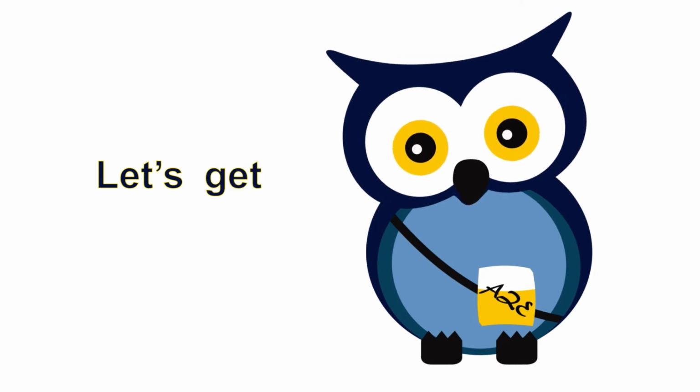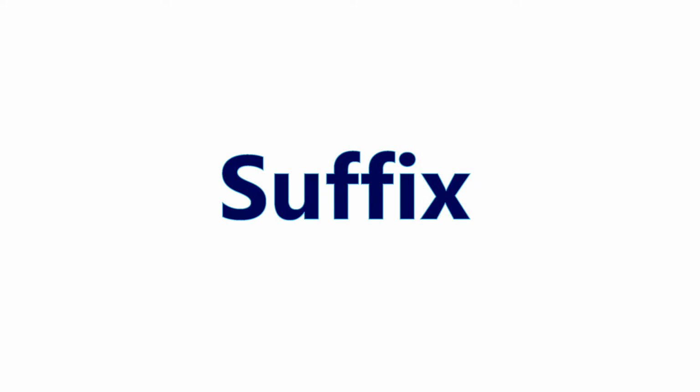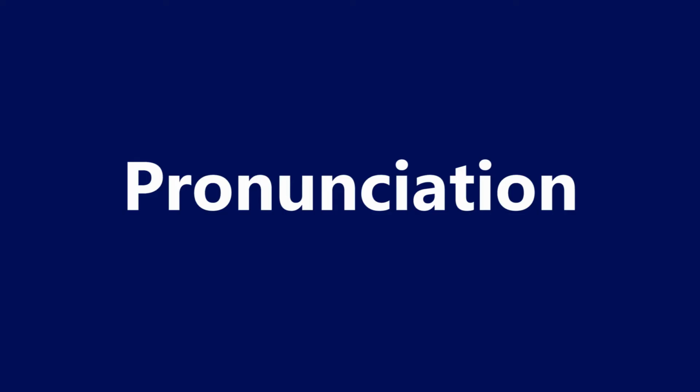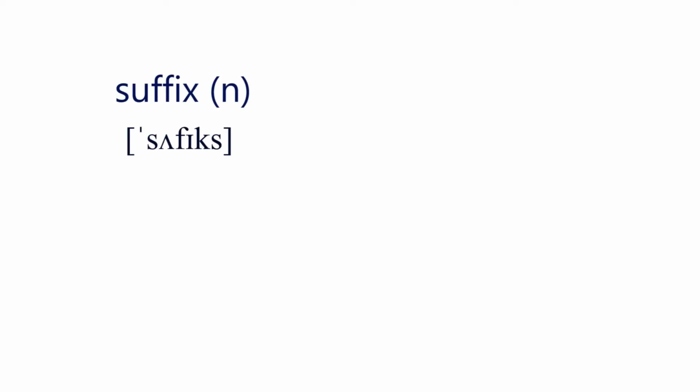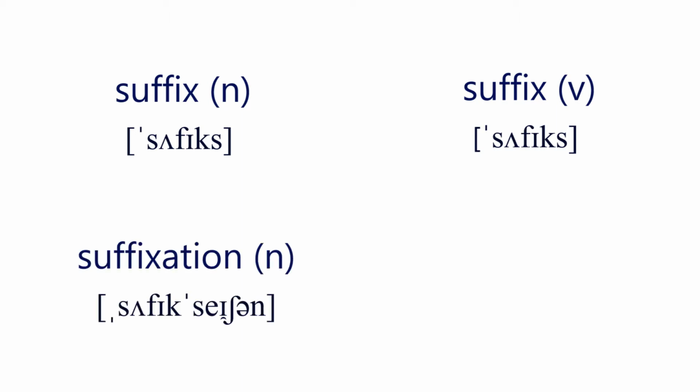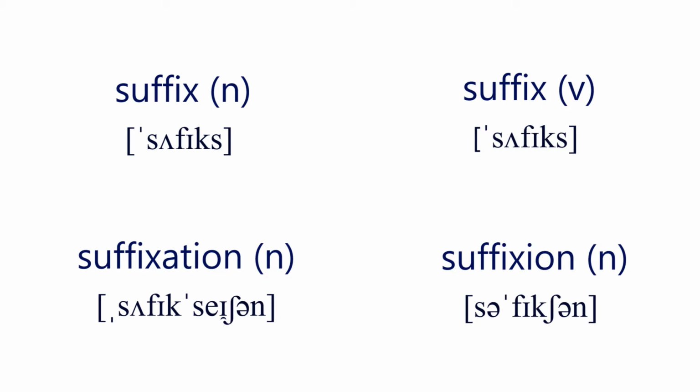So let's see what we've got today. Let's get to the interesting topic of suffix. How do you pronounce suffix? You see, suffix pronounced this way is a noun. And then this is also a verb. Then the noun is suffixation. But there's another interesting thing which you may like, suffixion. So this is also a noun, but I'm going to use suffixation.